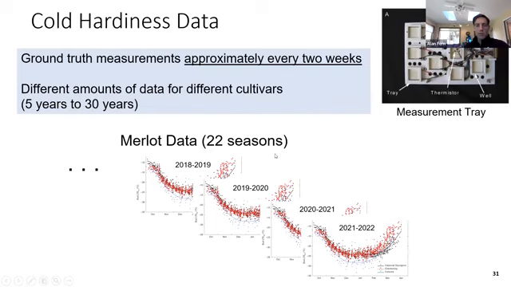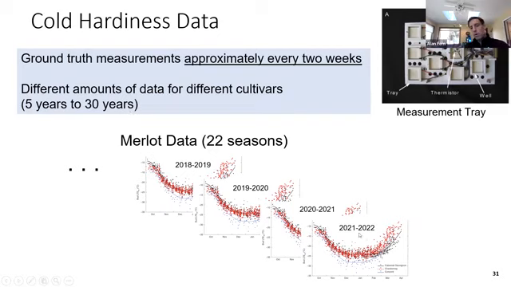There's been scientists that we work with that have gone out approximately every 2 weeks. I mean, I don't know what the overall average would be, but that was the intention, to try to get data every 2 weeks, because they have to go to all these fields to get the data. And then for different cultivars, we have different amounts of data. Like you might have 5 seasons of data or 30 seasons of data, depending on the cultivar and field.